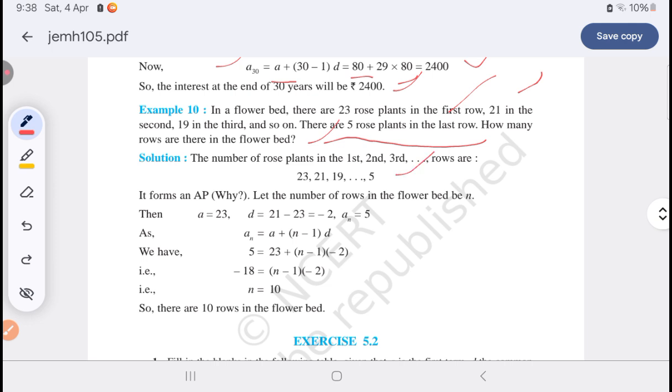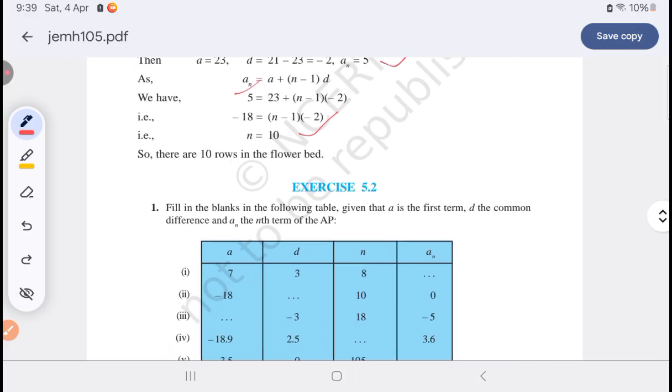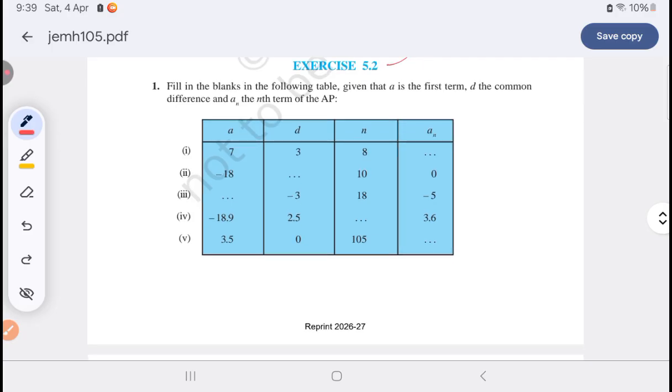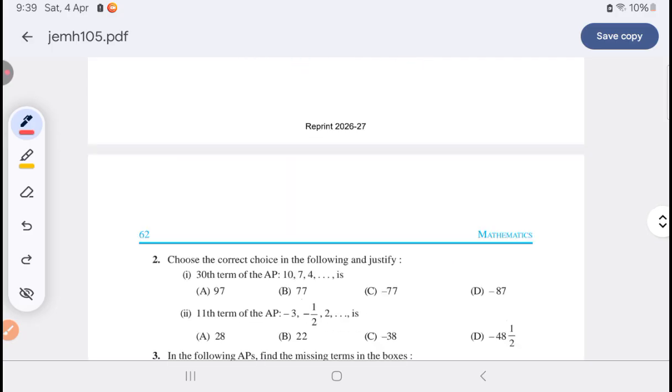Check whether this will form an AP. a is equal to 23. The difference is minus 2. Then the last row has 5 plants, so an is equal to 5. Then you put in an, and you will get 10 rows in the bed. We'll do the exercise 5.2 separately.